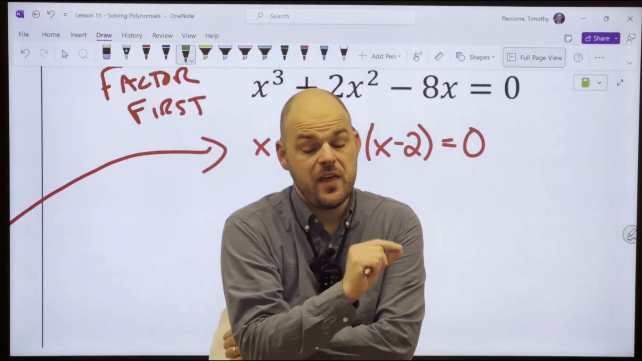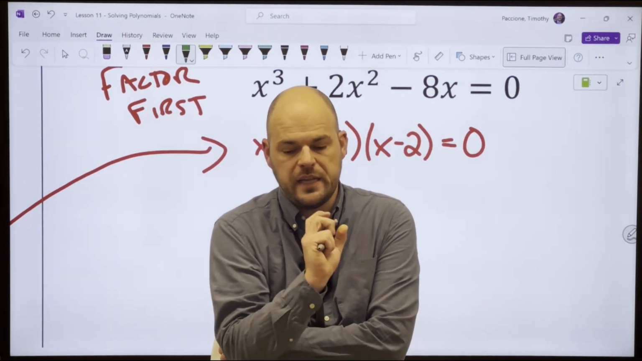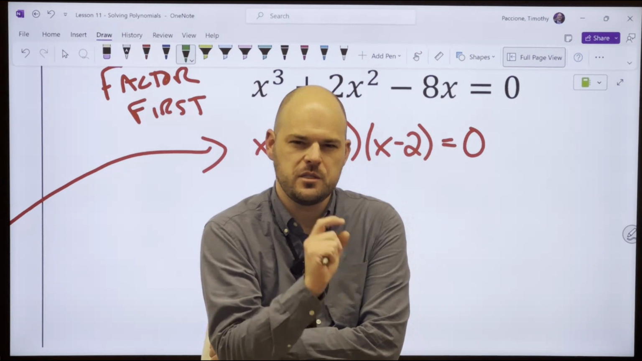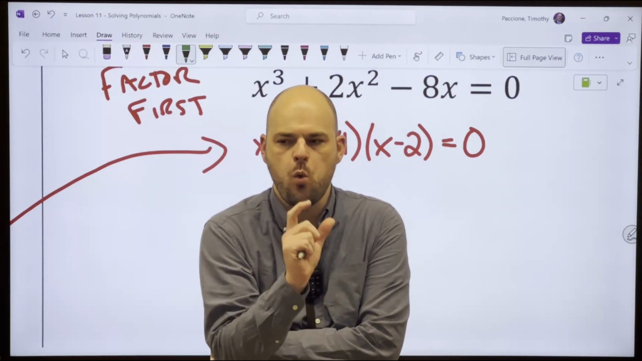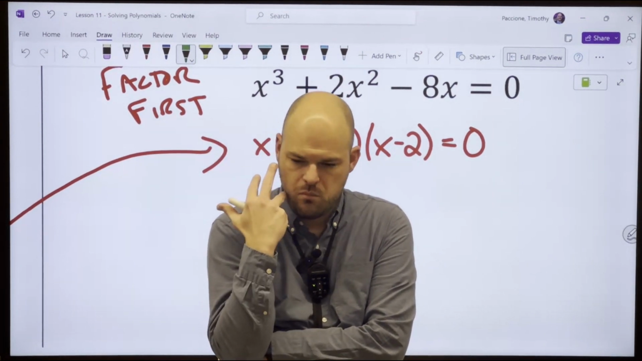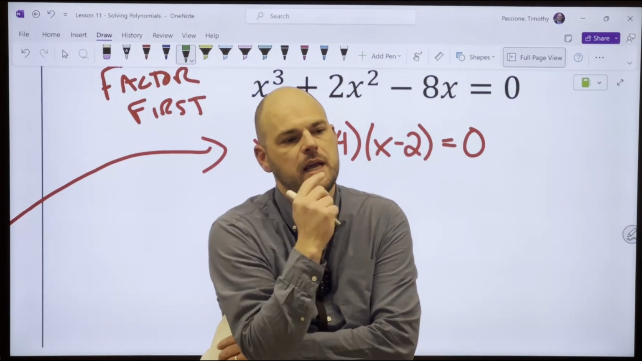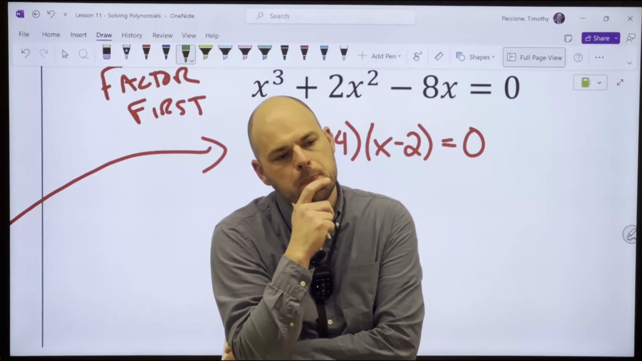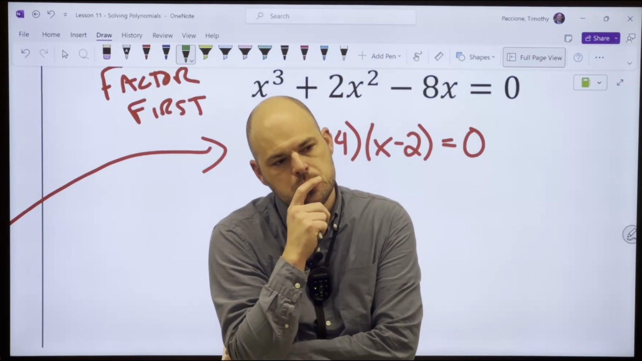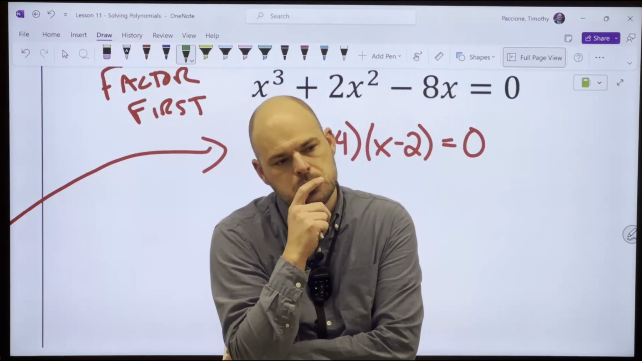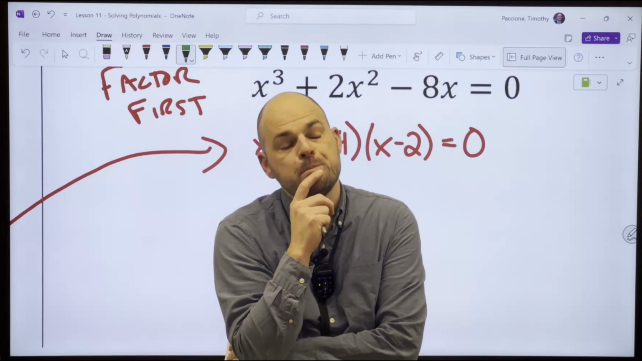Correct. And that is closer to the why. But you're still just explaining this step. Why on earth would I make x plus 4 equal to 0 right now? There's a reason behind it. Yeah? Zero property says anything times 0 equals 0.